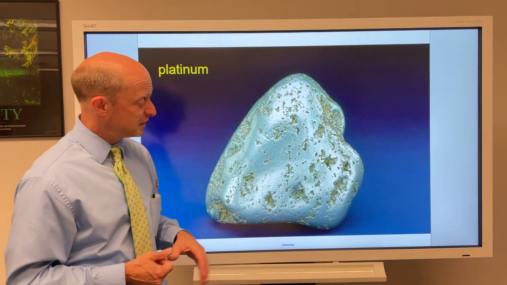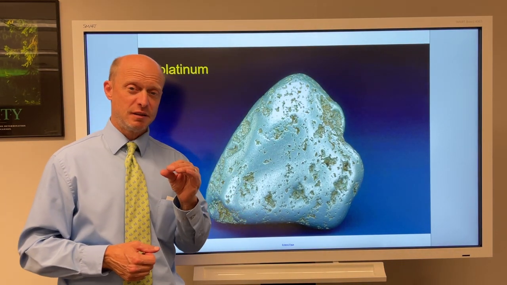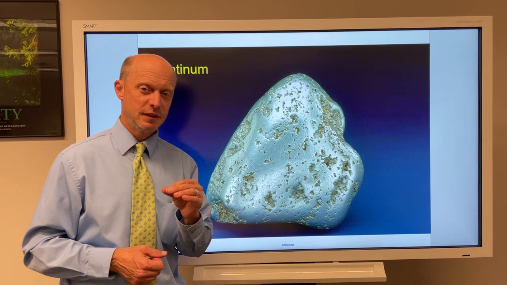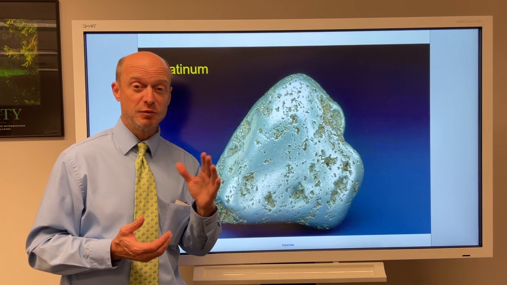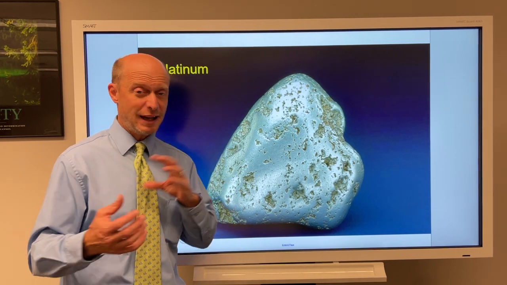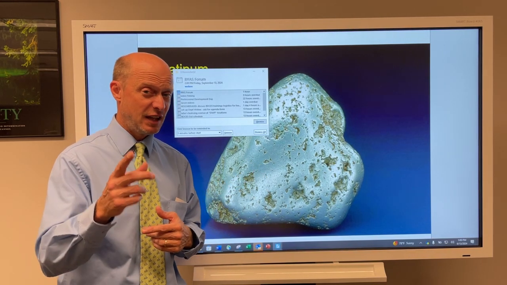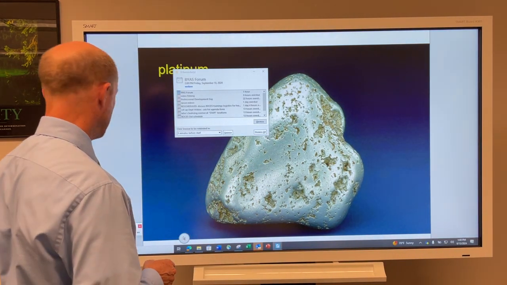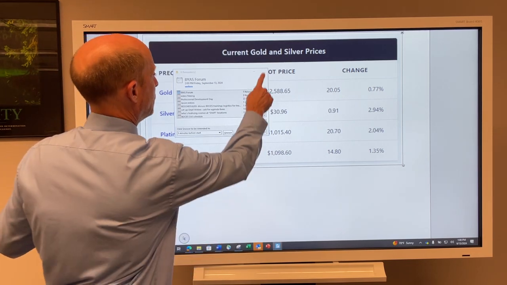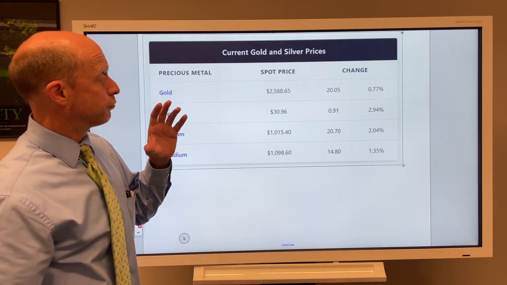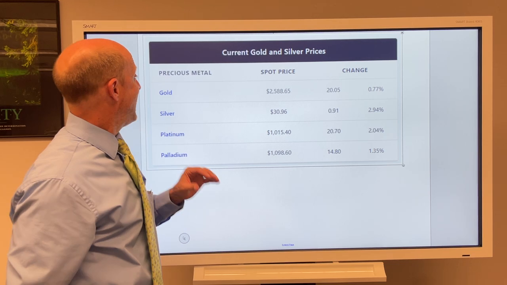This is a piece of weathered platinum. Now, platinum is another type of precious metal. There was a long time where platinum was more valuable than gold. Not right now. As a matter of fact, as of today, the filming of this video, let's show the prices per ounce.